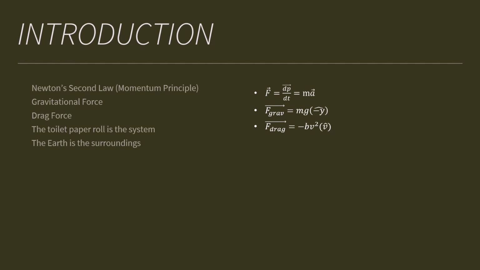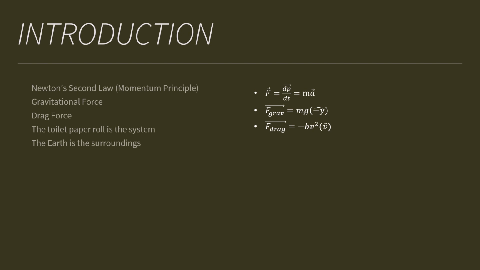So this involves Newton's second law, which is the momentum principle, which is shown on the right as F equals dp over dt, or change in momentum over change in time, which is also equal to mass times acceleration. And the forces that are going to be involved here are the gravitational force, which is F grav equals mass times the gravitational constant times negative y hat. And then the drag force, which is F drag equals negative b, where b is based on the object. That is another coefficient, and it is multiplied times the velocity squared and the unit vector v hat.